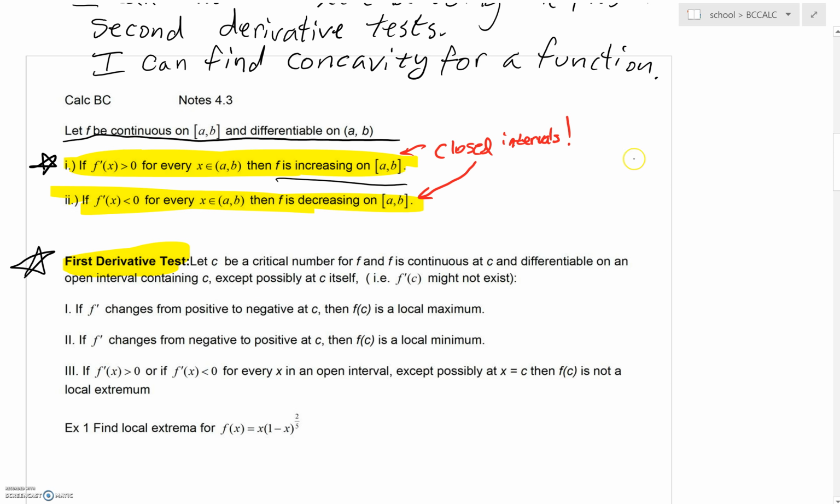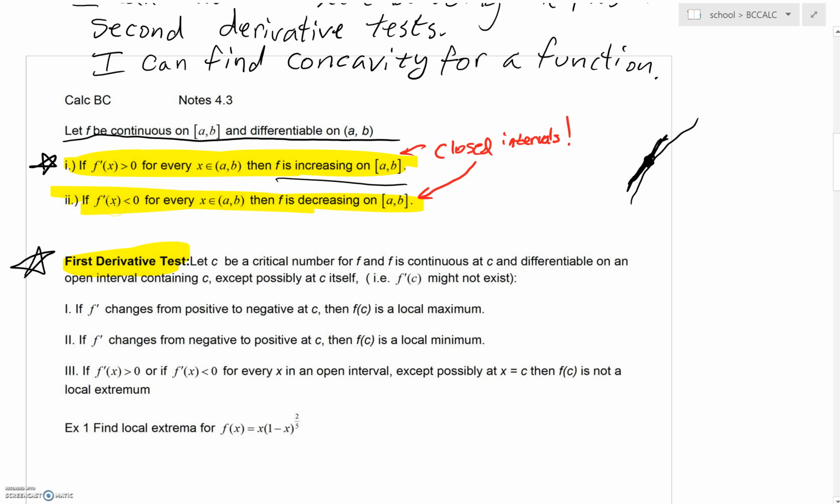Now, why that is true, I hope is going to be pretty obvious. If you have, for every x value on an interval, that the tangent line slope will be positive, that f prime is positive, that naturally will mean that as you move left to right, you would expect your curve to go upwards. That's another way of saying that f is increasing.